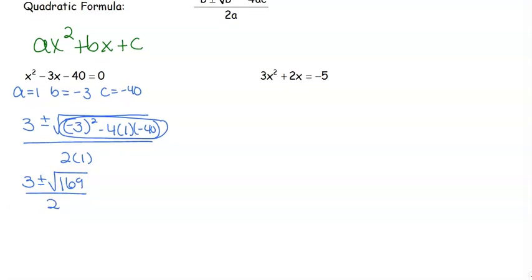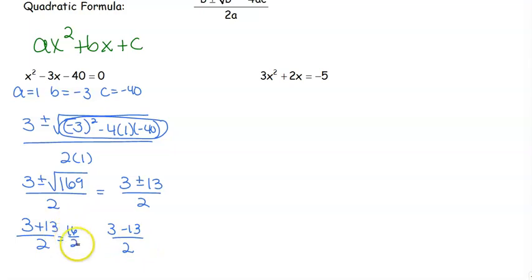In this case, 169 is a perfect square. The square root of 169 is 13. So we've got 3 plus or minus 13 all over 2. That gives us two solutions, one when we add 13 and one when we subtract 13. So we've got 16 over 2, which is 8, negative 10 over 2, which is a negative 5.